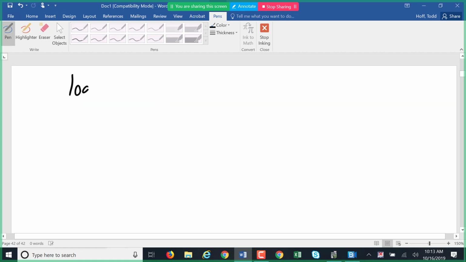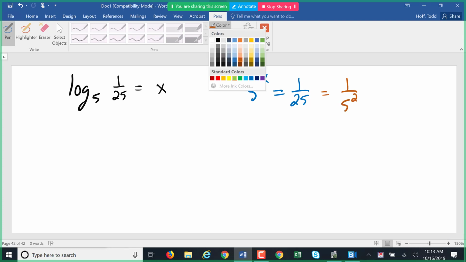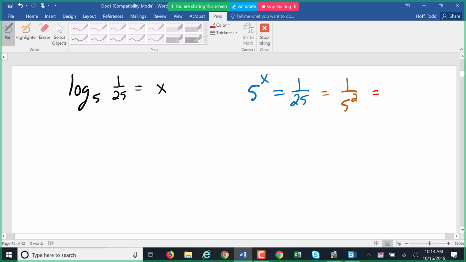Likewise, let's do log base 5 of 1/25 equals x. That's asking 5 to what power? 5 to the power of x equals 1 over 25. Well, I can rewrite 1 over 25 as 1 over 5 squared. 1 over 5 squared, being a reciprocal, is equivalent to 5 to the power of negative 2. So we have 5 to the x must equal 5 to the negative 2. X must equal negative 2.